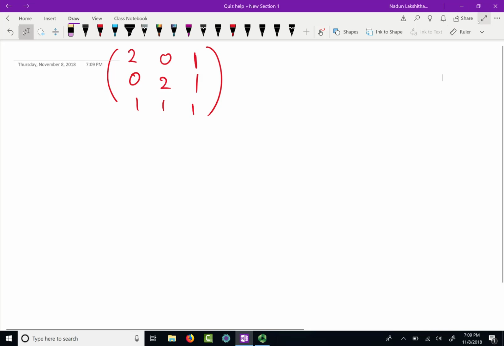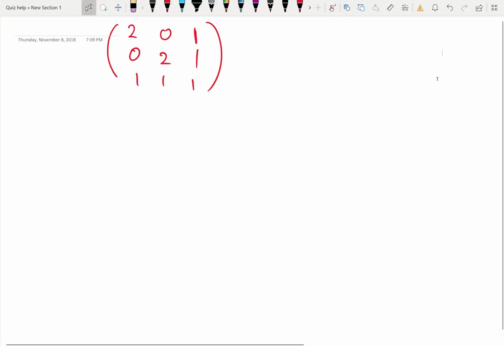Alright, so now I'm going to do example 7 in the note. Okay, so first let us find the eigenvalues. So pause the video and try to find the eigenvalues by yourself. Okay, so we want to write A minus lambda I.